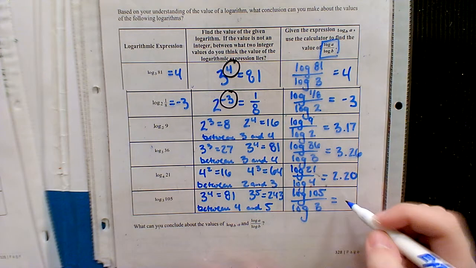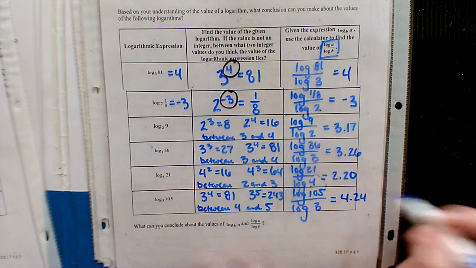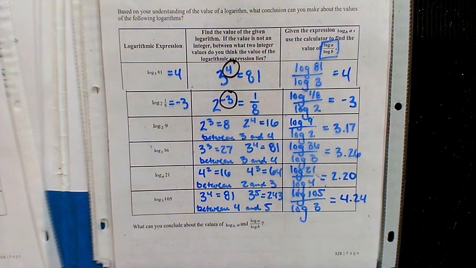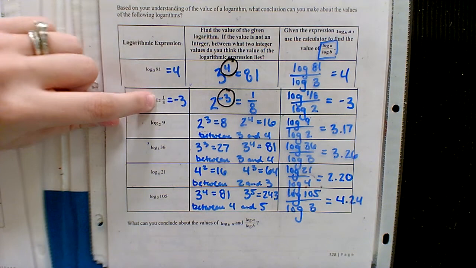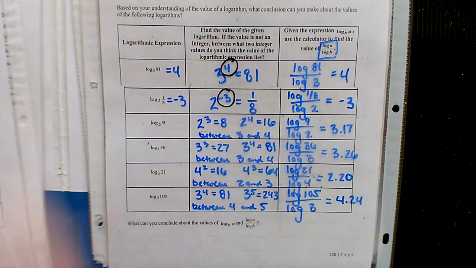Did you get it, Emily? Yeah? 4.24, 4.236, however many decimal places you want. How are we doing? Pretty good? Okay, so whenever you're evaluating a log, you're actually finding a power. The power you have to raise the base to get the argument.